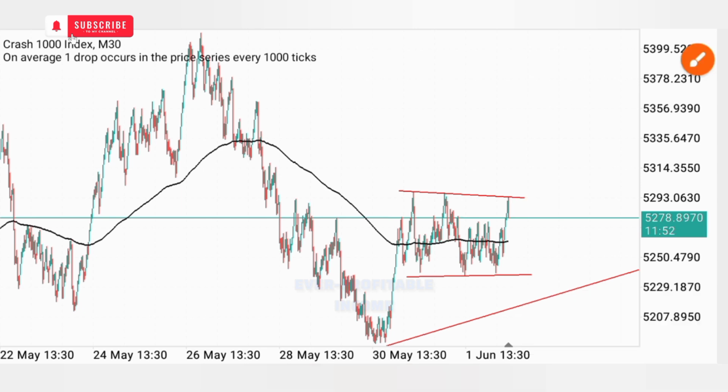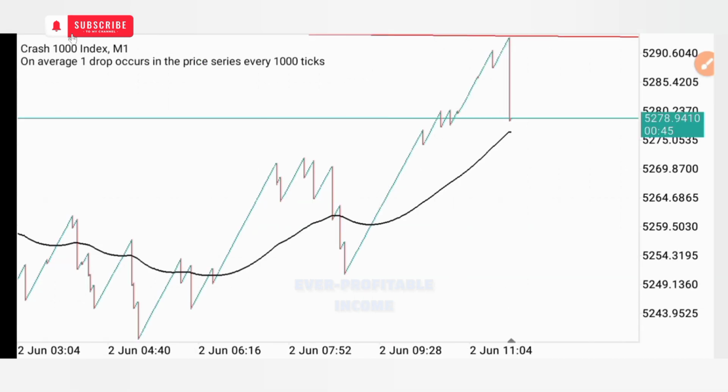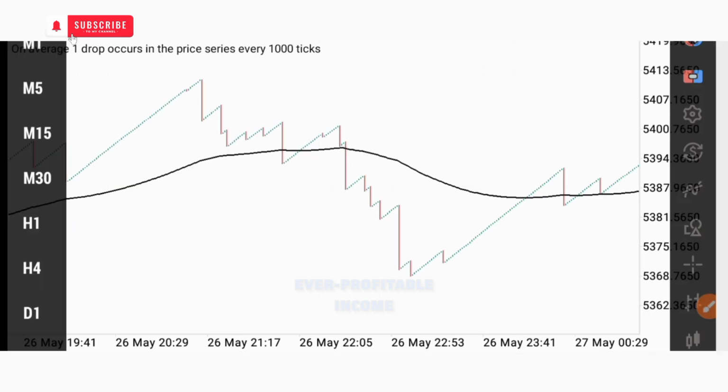So guys, this strategy is all you need to be profitable, if only you follow the rules and the instructions I've given perfectly, and you will scalp profitably without fear. So use this strategy to milk the market.